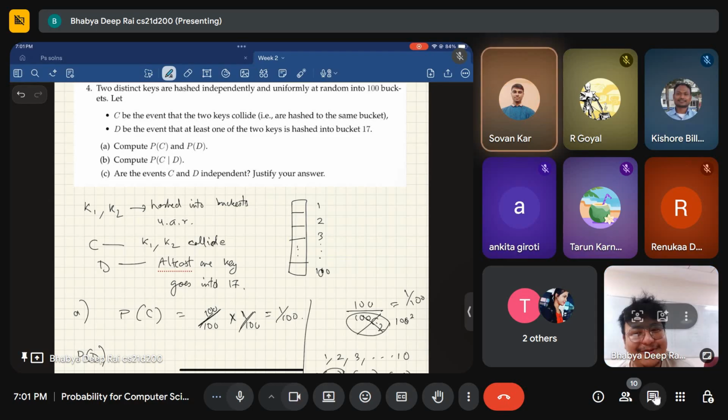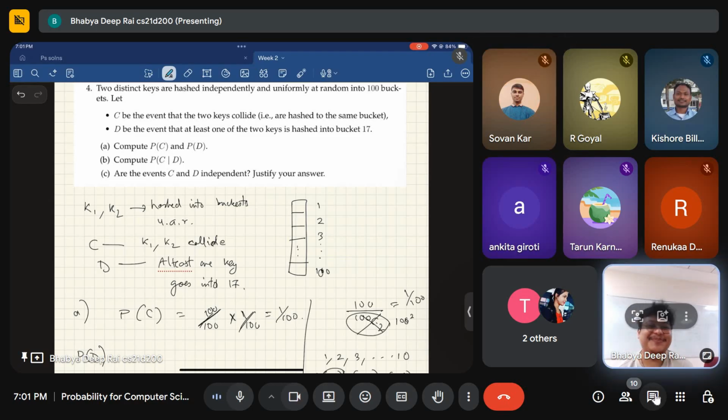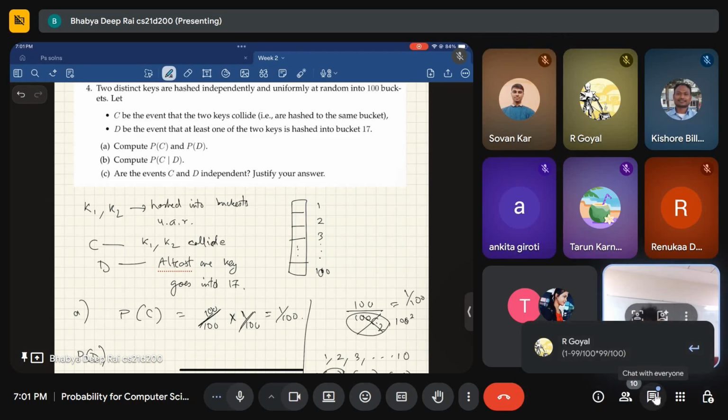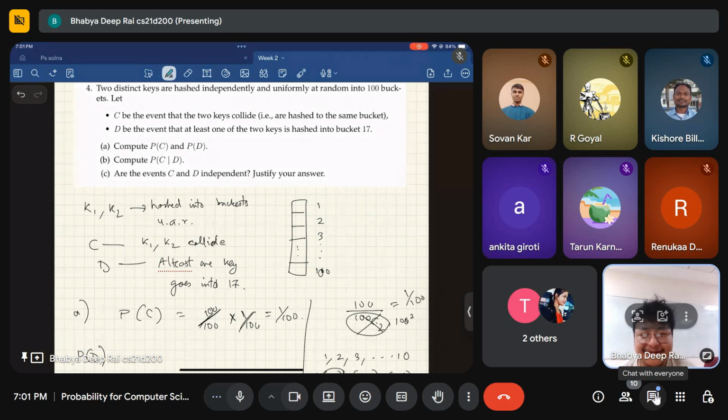Yes, using complements. Good. So what is the complement of event D? What is the opposite of at least one of the two keys being hashed into bucket 17?